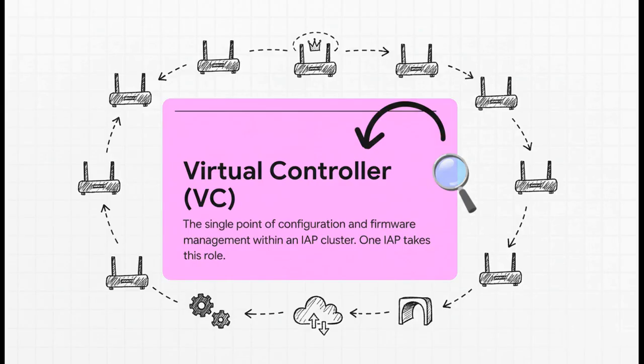So let's talk a little more about this virtual controller, the VC. It's super important to get this. It's not a physical box you buy. It's just a job, a role that one of the instant APs in the cluster steps up to do. That AP becomes the brain for the whole group. You make a change on the VC and boom, all the other APs in the cluster get the memo and fall in line. We're talking everything from firmware updates to security settings.